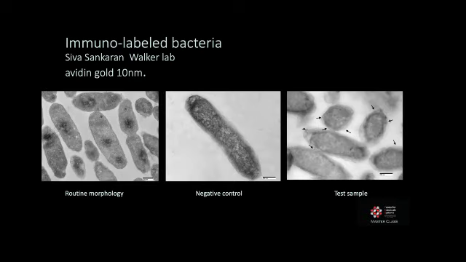So this would be a typical way that you might present your immuno-EM data in publication. You would have your routine morphology that gives you a high resolution, high contrast image of your cells. You would have next to that your negative control that shows that there is no labeling. And then finally your test sample. If you're using very small particles of gold, pointing that out with arrows is always helpful.